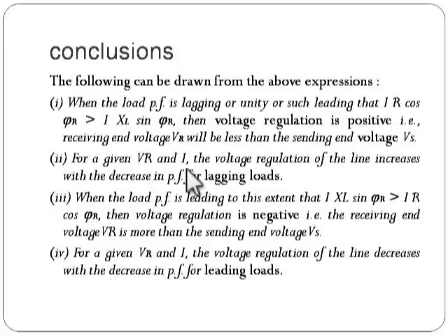Next one is, for the given receiving voltage and current, the voltage regulation of the line increases with the decrease of the power factor for lagging loads. The third conclusion obtained from the expression is, when the load power factor is leading to this extent, that is I X_L sin φ_R is greater than I R cos φ_R, then voltage regulation is negative, and the receiving end voltage V_R is more than the sending end voltage V_S. So it is your extreme case. This effect is also said to be the Ferranti effect. Next, the fourth conclusion is, for a given V_R and I, that is your receiving end voltage and current, the voltage regulation of the line decreases with the decrease in power factor for leading loads.